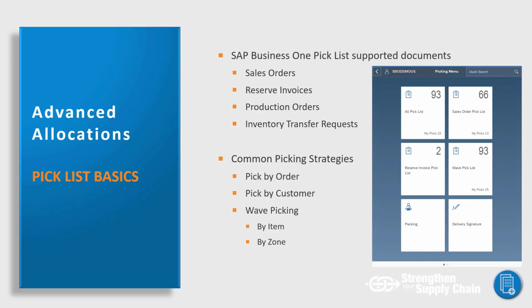Although Resolv Advanced Allocations can create wave picks based on several factors, I'm highlighting two commonly used ways to batch the picks, by item and by zone. A wave pick organized by item, or item group if you want, is very useful for companies that ship a high volume of small orders, often with a single line item and a quantity of one. An example would be a business-to-consumer e-commerce company.